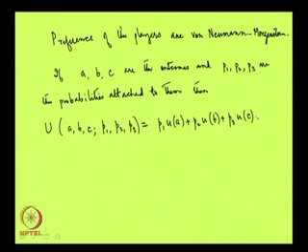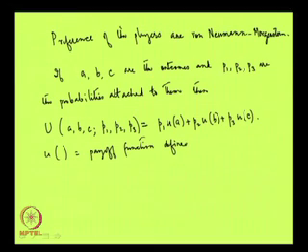And this small u's are the payoff functions defined over deterministic outcomes, and these are also called Bernoulli functions.